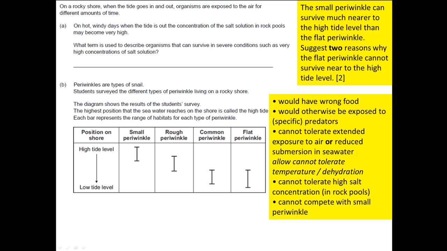But it's anything sensible. It could be the wrong food. They're exposed to predators that they're not used to, so they might have poor camouflage for being out on the beach. They can't tolerate extended exposure to the air or reduce submersion in seawater, so they need to be covered in seawater for most of the time. They can't cope with temperature change or dehydration. They can't tolerate high salt concentration. They can't compete with the small periwinkles. They can compete with the common ones though, but these ones are like, oof, don't mess with these. They'll just eat all the food.